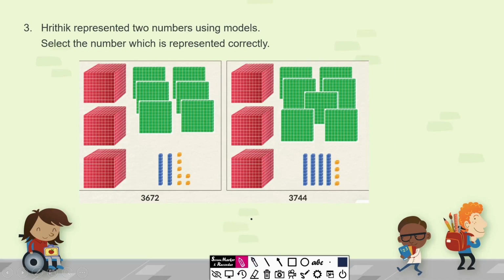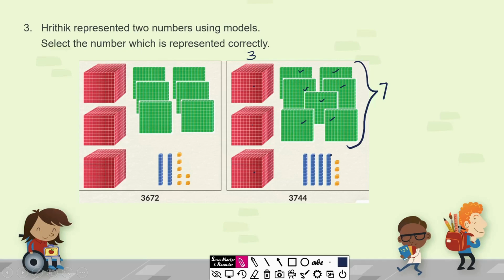So, how many cubes are there? 1, 2 and 3. So, how many thousands we have? Tell me quickly. 3 cubes means 3000. Very good. How many flats we have? 1, 2, 3, 4, 5, 6 and 7. So, how many hundreds we have? 7 hundreds.